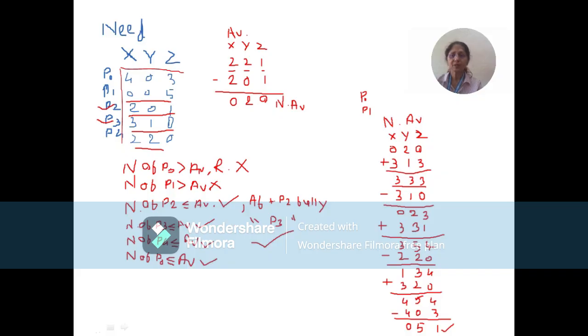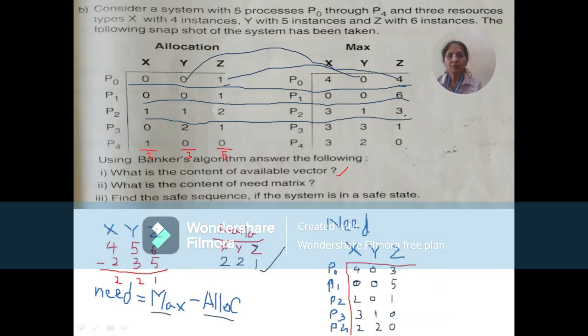But after some time, P0 will be fully executed, and when it is fully executed, it will release the resources. So what we have to do? To the current available, we have to add the max of P0. So let's do that. There is no place for me to write, so I'll write it once again over here: 0, 5, 1, plus the max of P0. Let's go and check. What is the max of P0? It is 404.